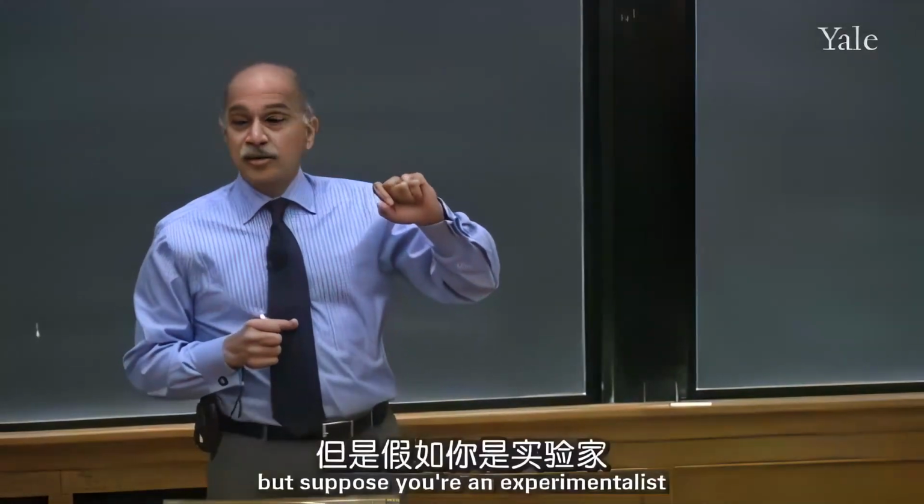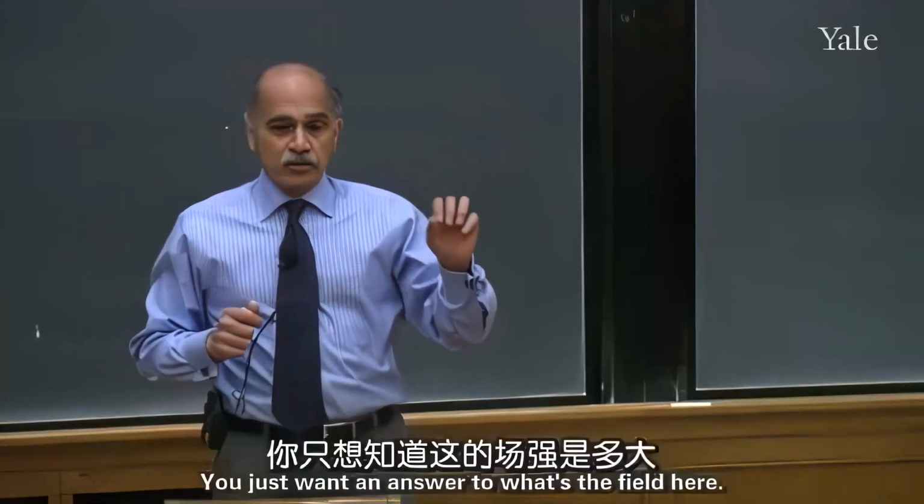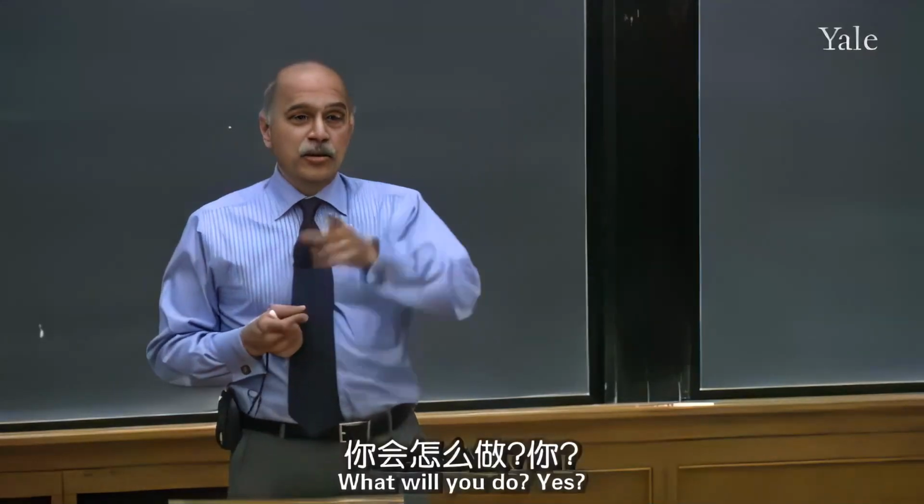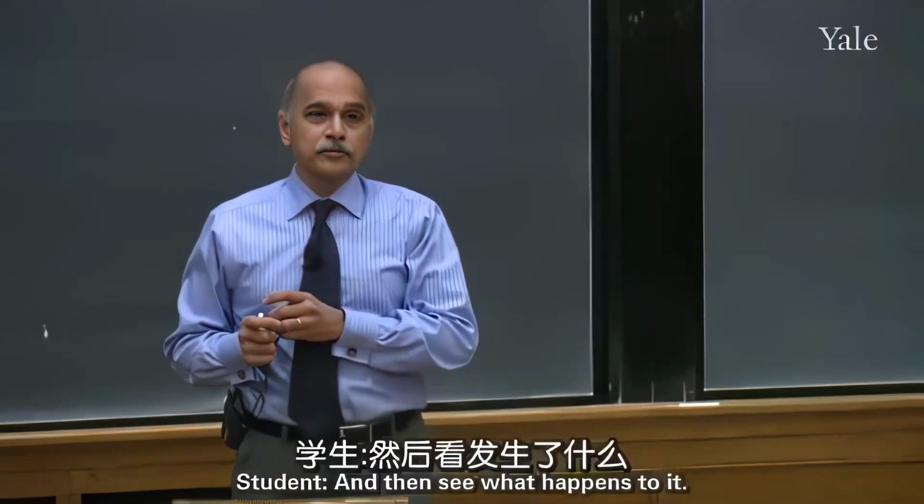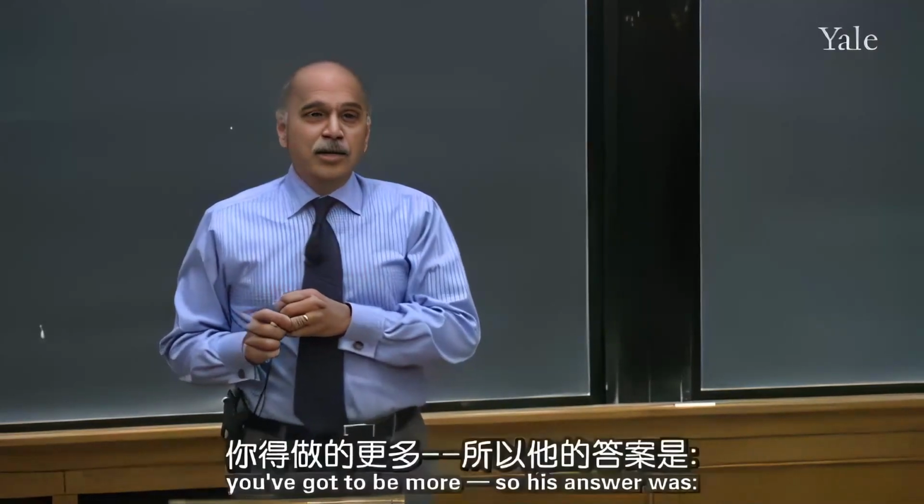But suppose you're an experimentalist and you don't want to know what produced it. You just want an answer to what's the field here. What will you do? Yes? Place a test charge. Okay, and then? And then see what happens. By see what happens, you've got to be more specific.